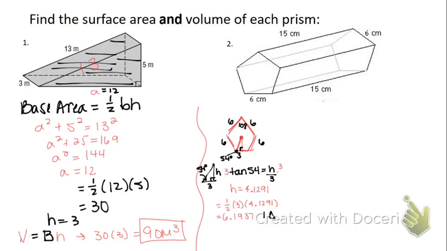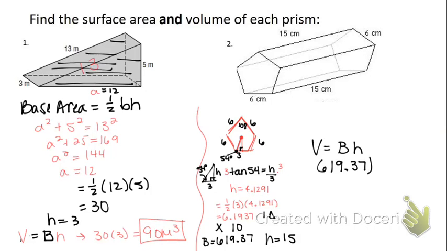How many triangles are in a pentagon? 5. So this is 30.97. Actually, that is the big B for us. We found big B, base area. What are we stacking over and over again to get to the other side? Our height is 15. So now we can do 619.37 times 15.